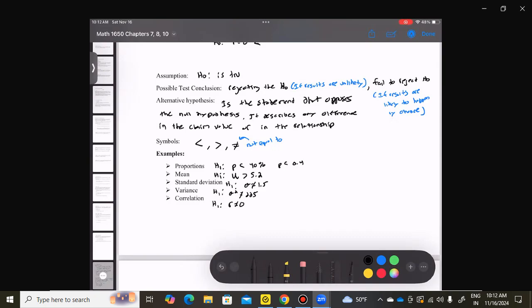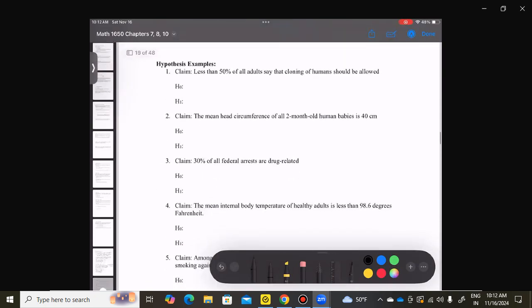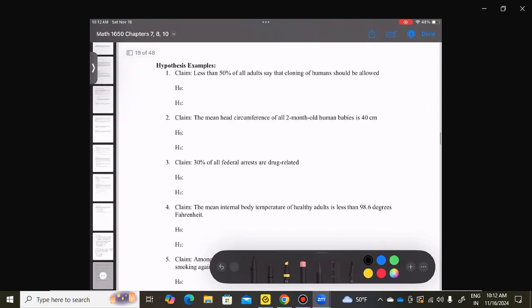All right. So let's get into examples on just writing these hypotheses, because that's a big part of this. The claim is less than 50% of all adults say that cloning of humans should be allowed. So we're dealing with a percentage, so we're dealing with a proportion. That's the first thing you gotta figure out: what is your proportion or mean or standard deviation? What thing are you looking at? And you gotta look for the clues, things like percentages, averages, just whatever is in the statement that the claim is saying.